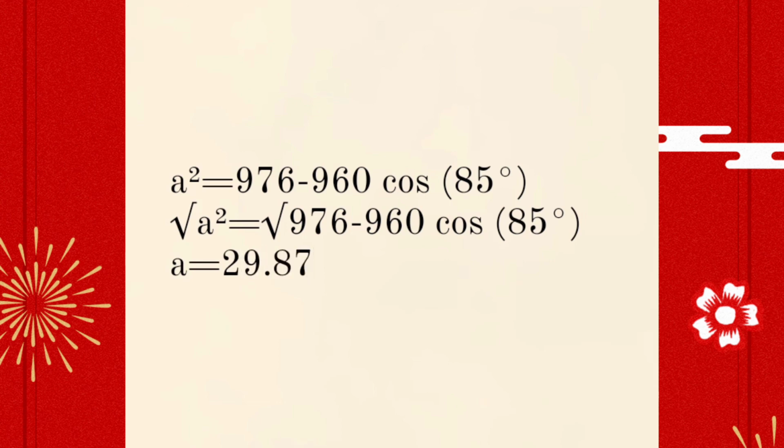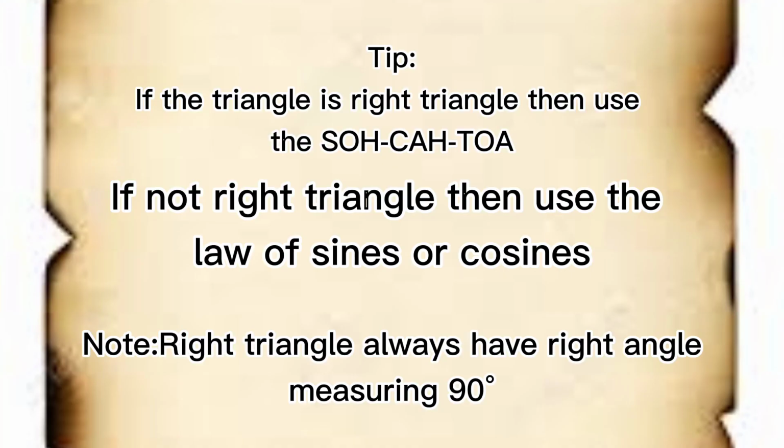It was just easy like that. That's what we're going to use once it is an oblique triangle and not a right triangle. Always remember that. Here's a tip to know what you're going to use when you're going to solve a triangle. Always remember a right triangle always has a right angle.